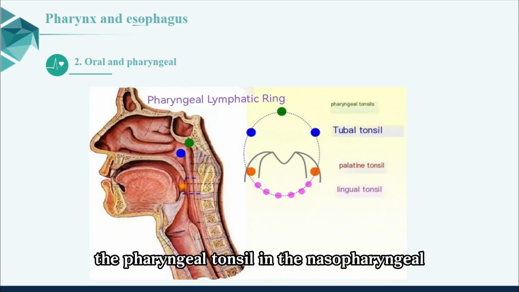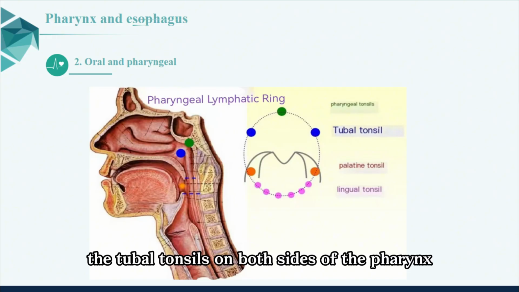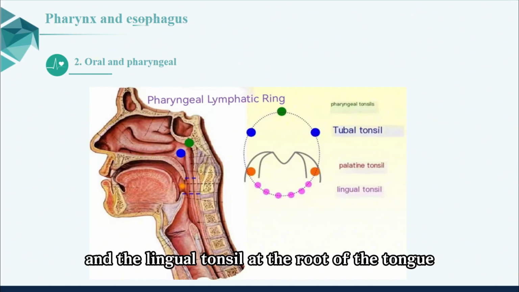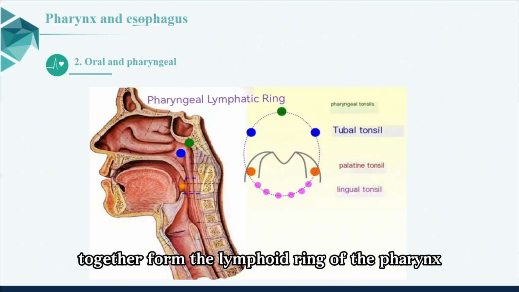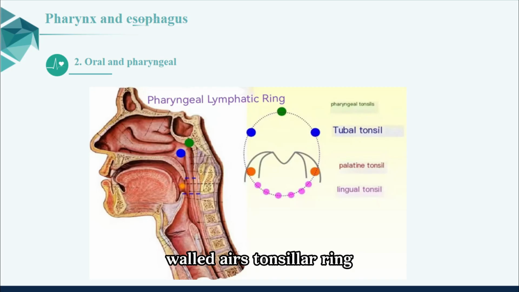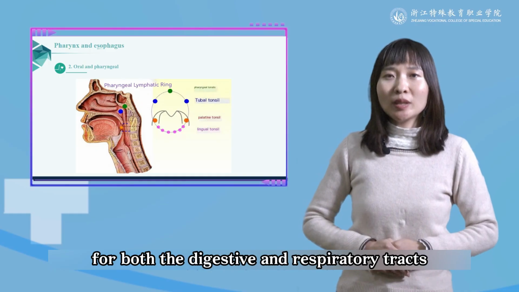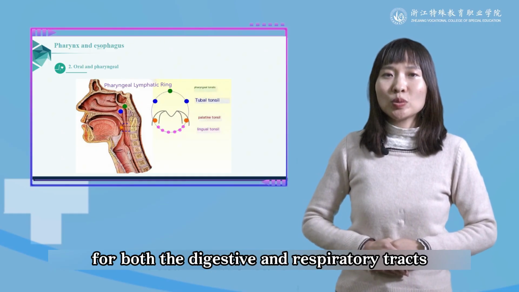The pharyngeal tonsil in the nasopharynx, the tubal tonsils on both sides of the pharynx, the palatine tonsils, and the lingual tonsil at the root of the tongue together form the lymphoid ring of the pharynx, Waldeyer's tonsillar ring, which has a defensive function for both the digestive and respiratory tracts.